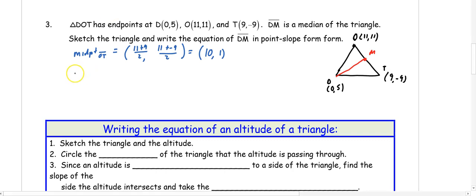Then I also need to find the slope of my median, DM, and I know now that M is the coordinates (10, 1). So I have y2 minus y1 over x2 minus x1, which gets us negative 4 over 10, and that reduces to negative 2/5. So now that I have my midpoint and my slope, I can write my equation in point slope form. So I get y minus 1 equals negative 2/5 times x minus 10.